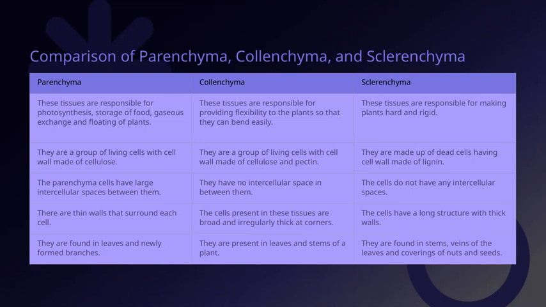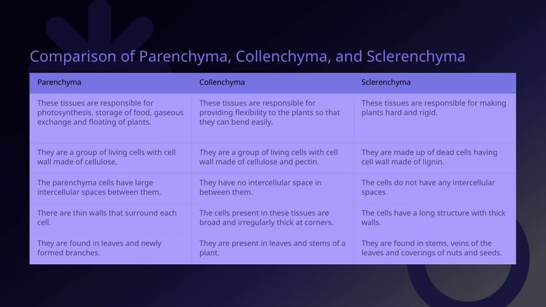Let's take a closer look at the comparison between parenchyma, collenchyma, and sclerenchyma. Starting with parenchyma, these tissues are responsible for key functions like photosynthesis, food storage, gaseous exchange, and even helping plants float. They are made up of living cells with cell walls primarily composed of cellulose. You'll notice that parenchyma cells have large spaces between them, known as intercellular spaces, which facilitate functions like gas exchange. Additionally, their cell walls are thin and surround each cell individually. You'll find parenchyma mainly in leaves and newly formed branches, supporting vital processes.